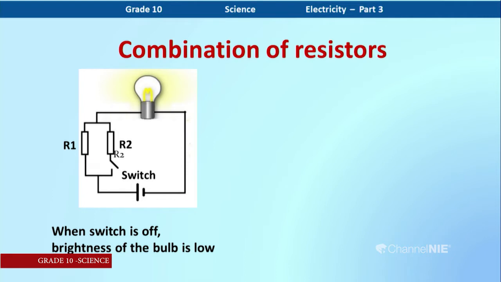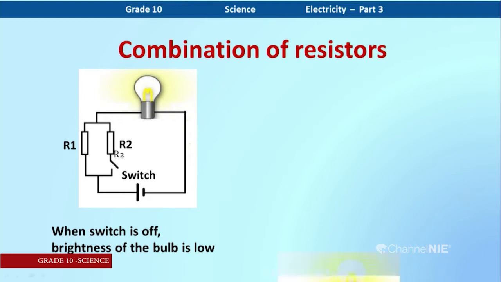Right, here in this circuit, children, you can see there are two resistors called R1 and R2. A switch is connected to the R2 resistor, but the switch is in the off position. Switch is off. That means no current flows through the R2 resistor. Now, look at the brightness of the bulb. The total current flows only through the R1 resistor, and a certain current flows through the bulb and the bulb is lighted.